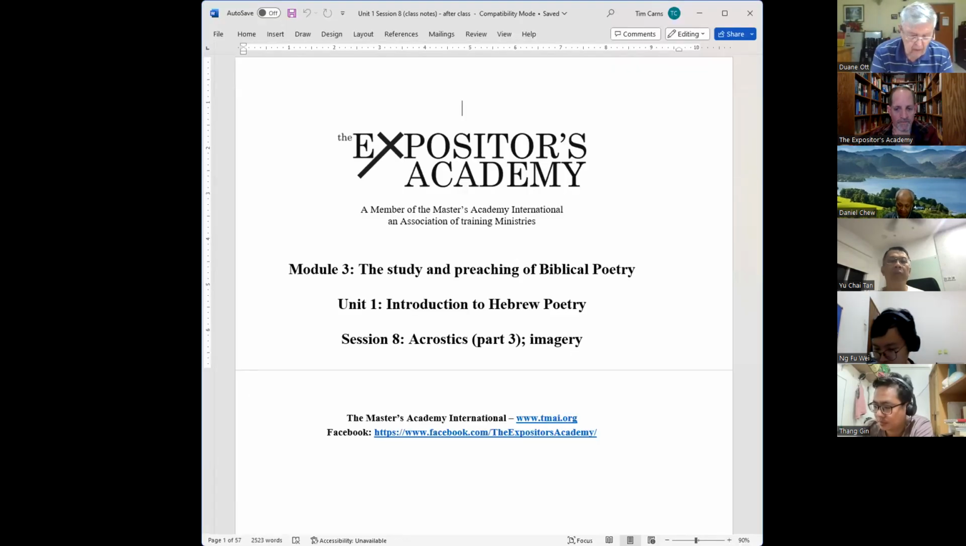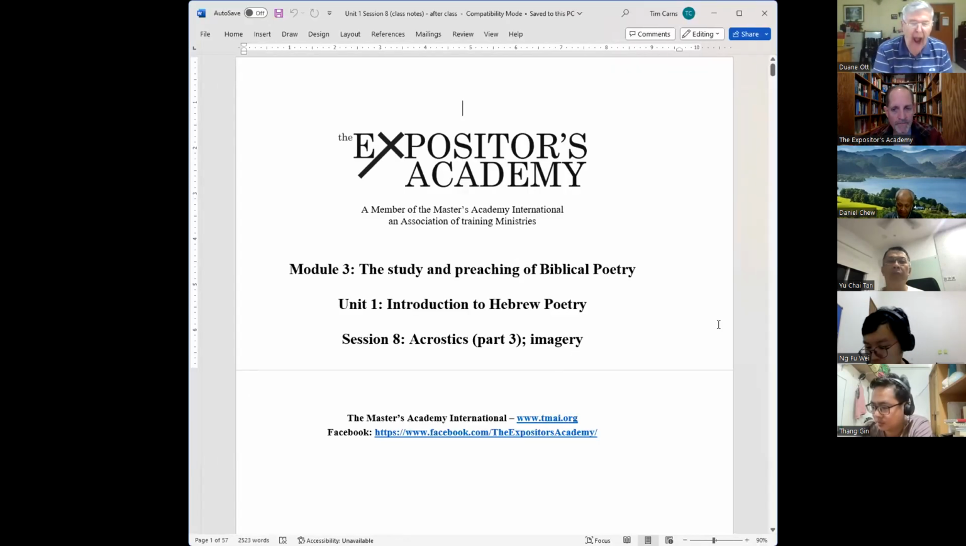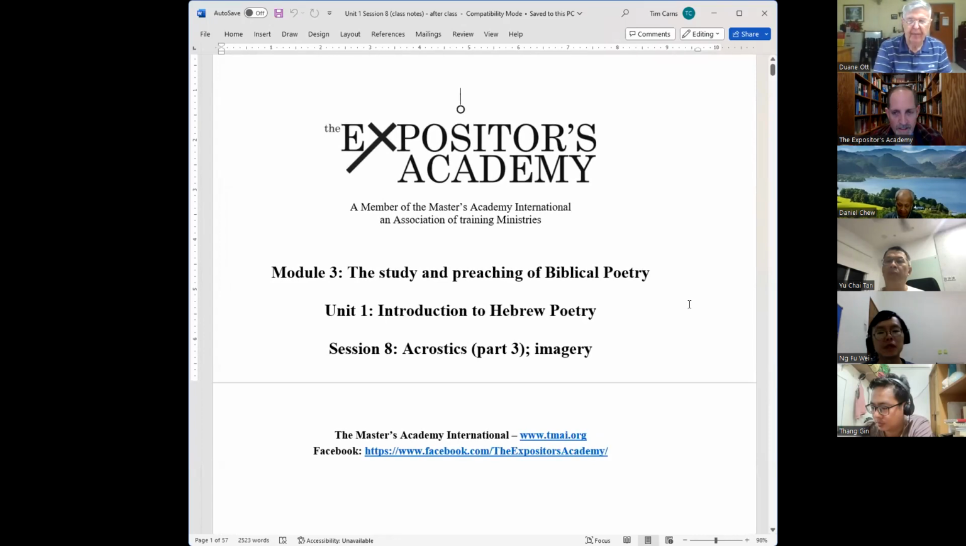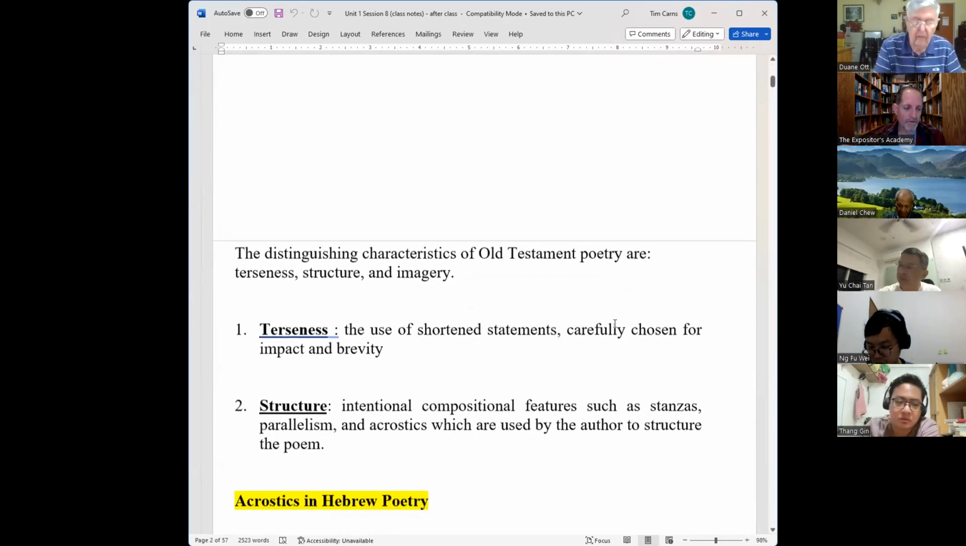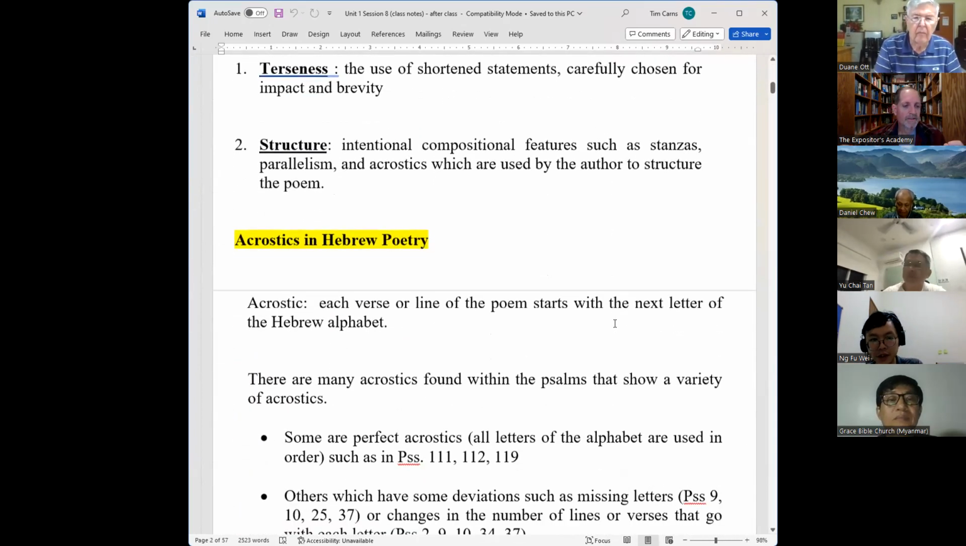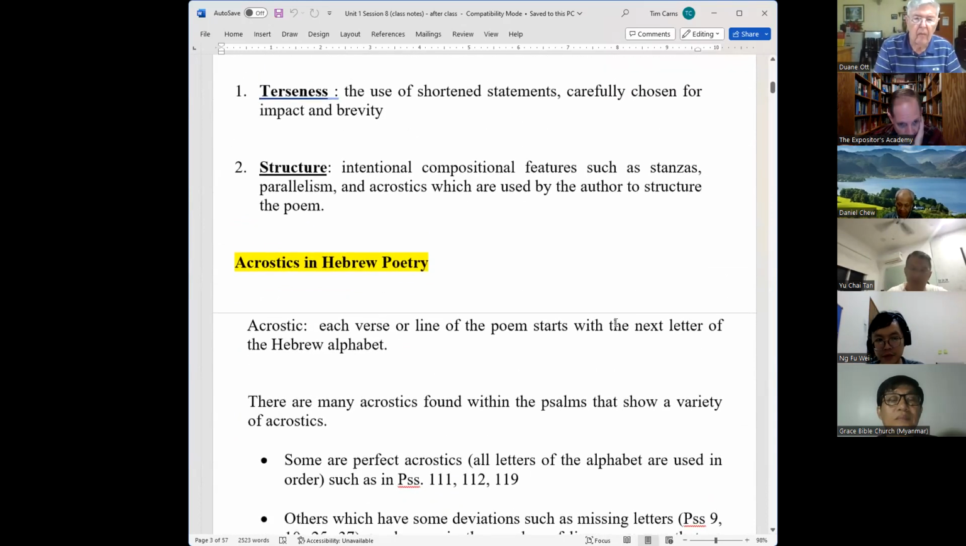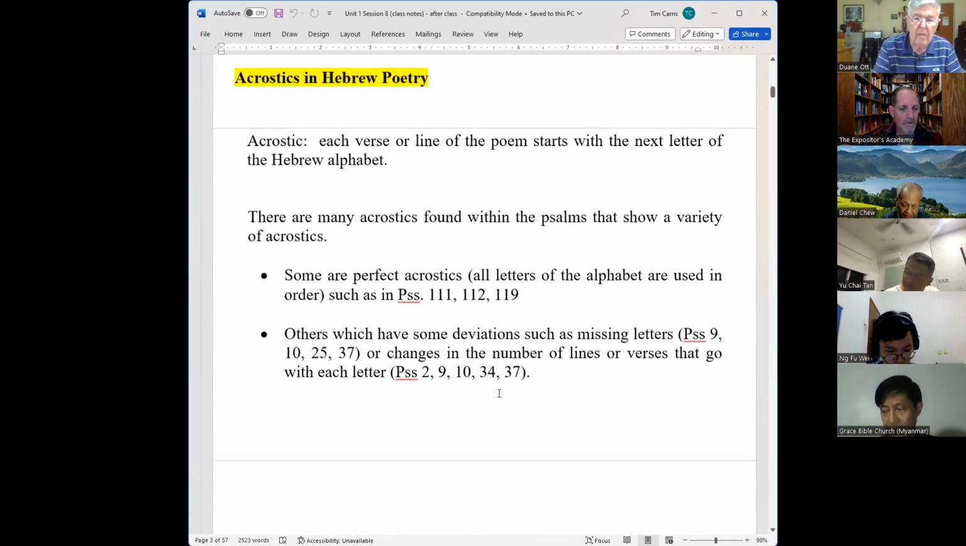All right. I just had a couple more examples of the acrostics I wanted to do. Again, I think it's helpful to know where those places are in scripture that have these particular special structures. Remember, acrostics are where each verse or line of a poem starts with the next letter of the Hebrew alphabet.